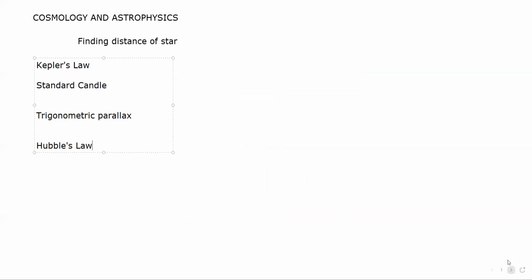Then how can we use Hubble's law to find the distance between the earth and the star, or even the galaxy? Basically, Hubble's law states that the recession velocity is directly proportional to the distance between the galaxies, or the distance between the star and the earth, or galaxy and the earth. Basically it's for galaxies, so you can use the term galaxy.